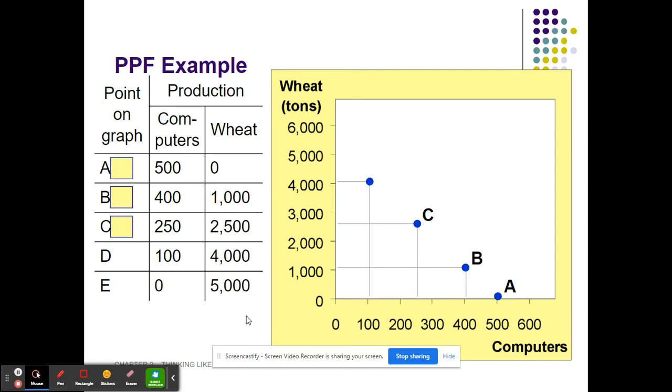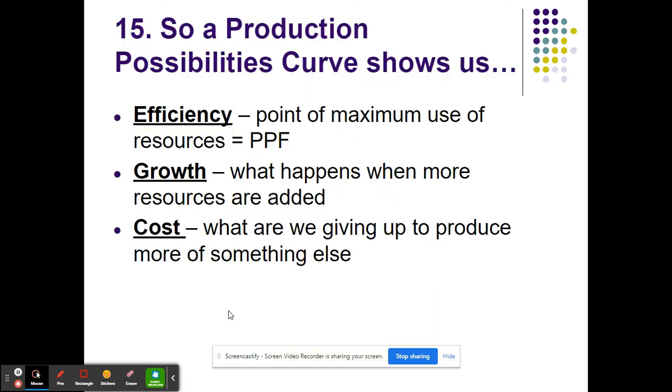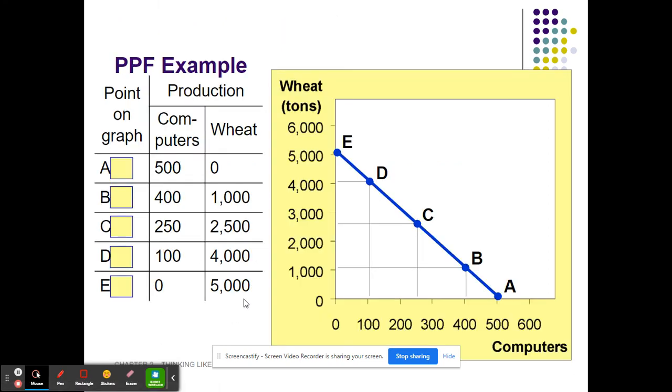But yeah, you see how these are all on the graph? And then you just connect the dots. And steepness or flatness will affect elasticity. More on that to come. So a production possibilities curve shows efficiency, the point of maximum use of the resources.